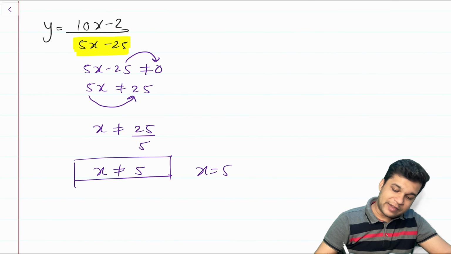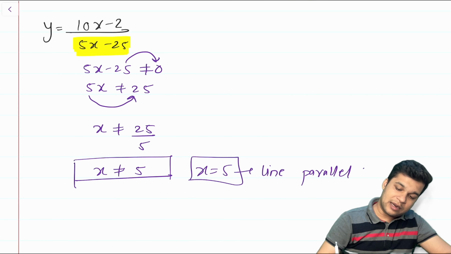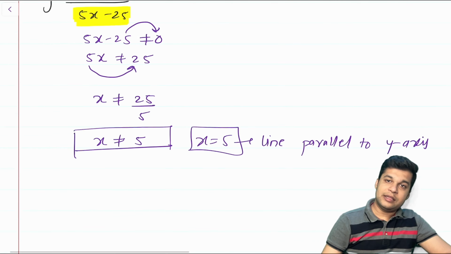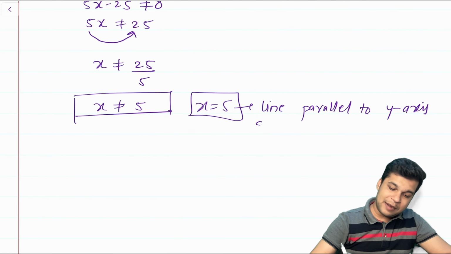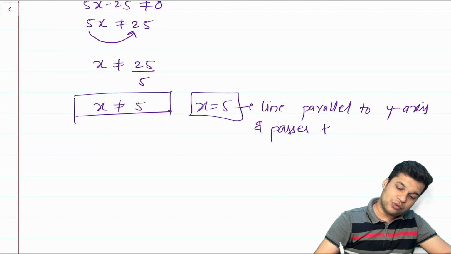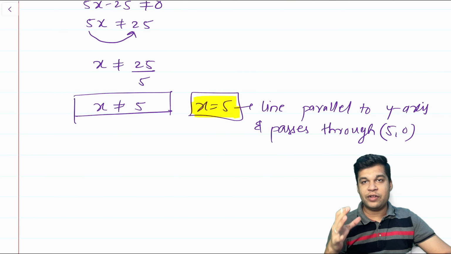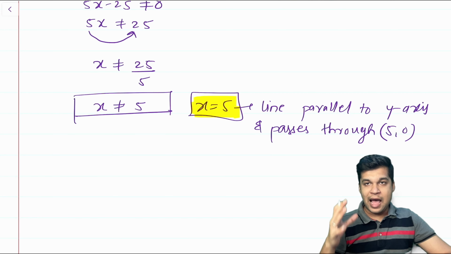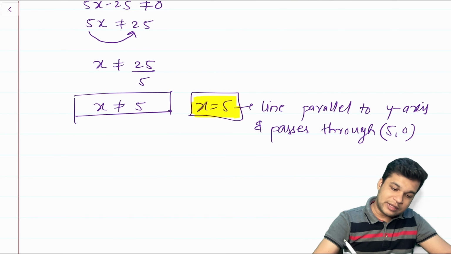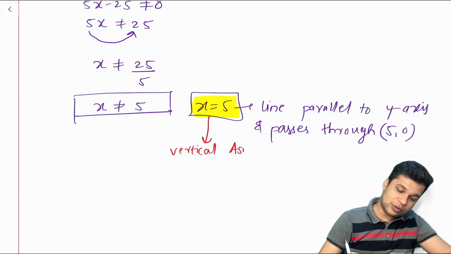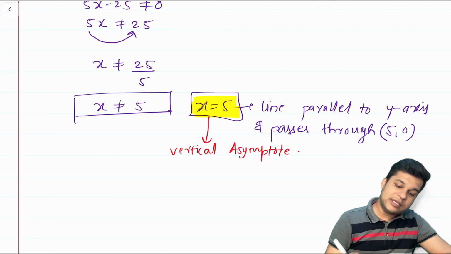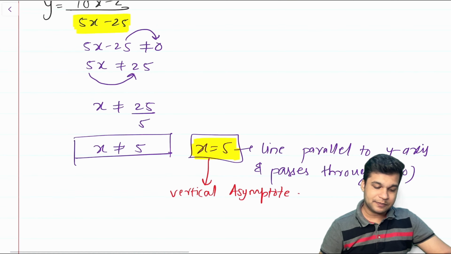So x equal to 5, can I say it is a line which is parallel to the y-axis and passes through (5, 0)? So this line over here, x equal to 5, will be a line which we will call a vertical asymptote. Okay, so this thing over here, x equal to 5, is the vertical asymptote. Now we'll just graph the function and we'll understand what I mean by this.